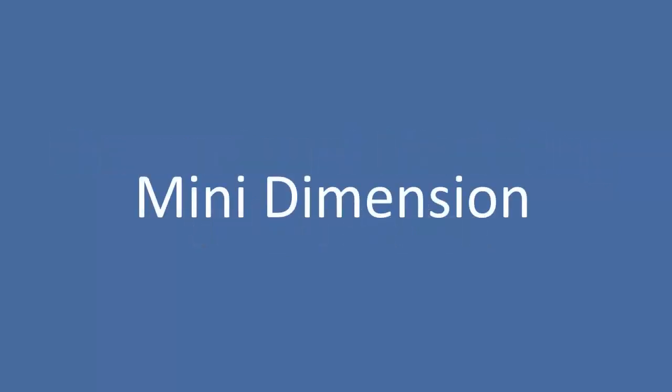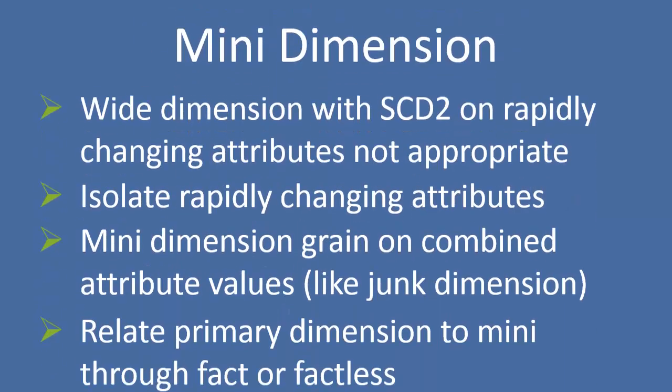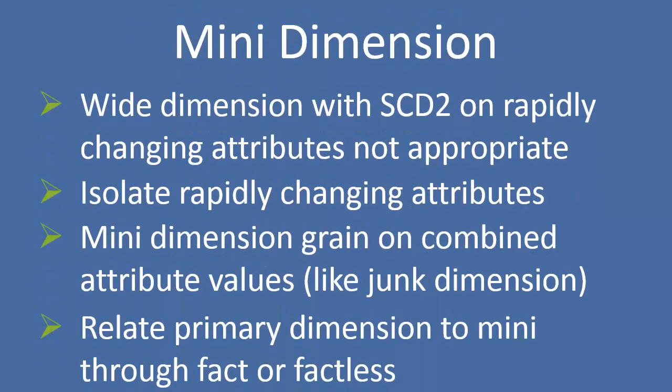In this video, we're going to be discussing many dimensions. So a many dimension is a solution for a situation where we have a very wide dimension, a large dimension, that includes a subset of attributes that are changing very rapidly. And those attributes that are changing rapidly are being tracked. History is being tracked on them, such as in an SCD2 scenario.